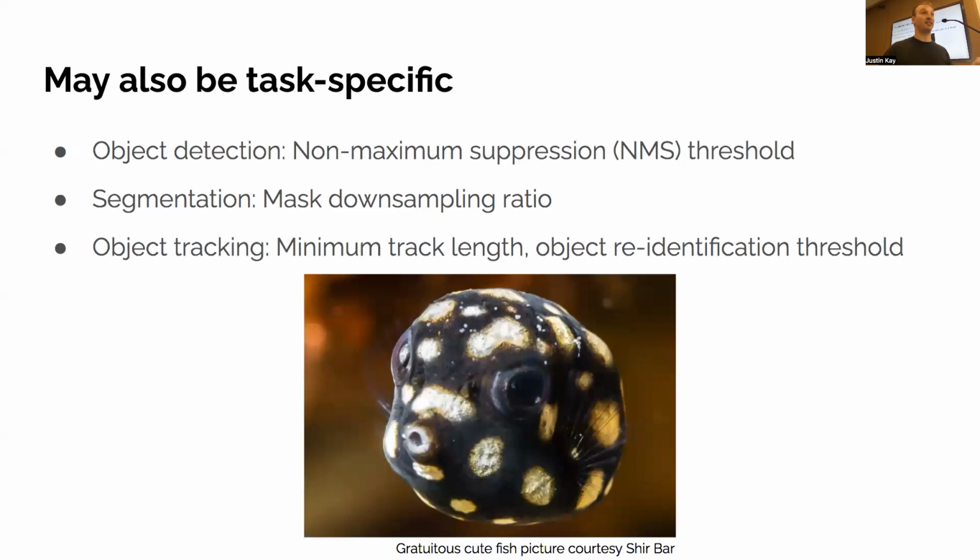Then you might also have task-specific hyperparameters that other people don't see in their code bases. For object detection, you have something called a non-maximum suppression threshold. This is only used in detection scenarios, so if you're running a classifier, you don't need to know what it is. In segmentation, you might be doing some downsampling of your masks. In object tracking, you might have a parameter for the minimum valid track length, so which tracks do you filter out if they're too short?